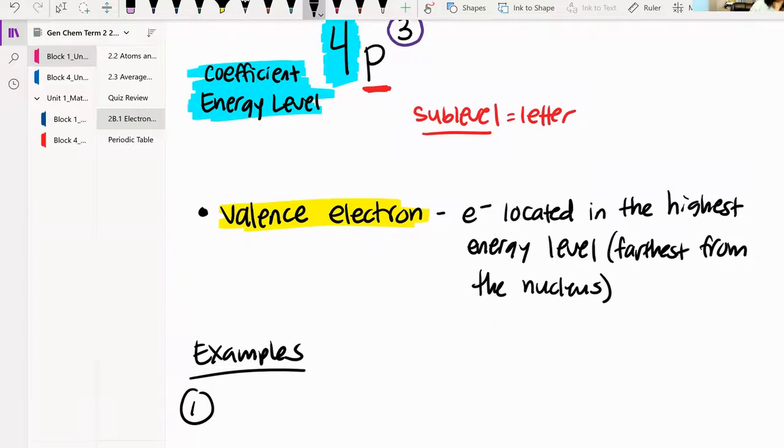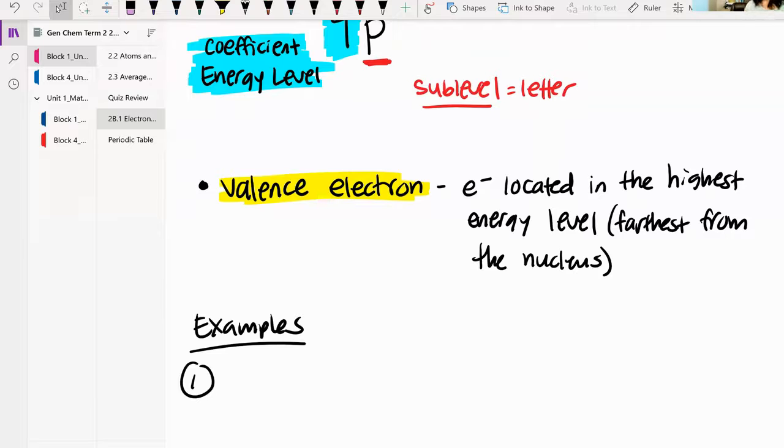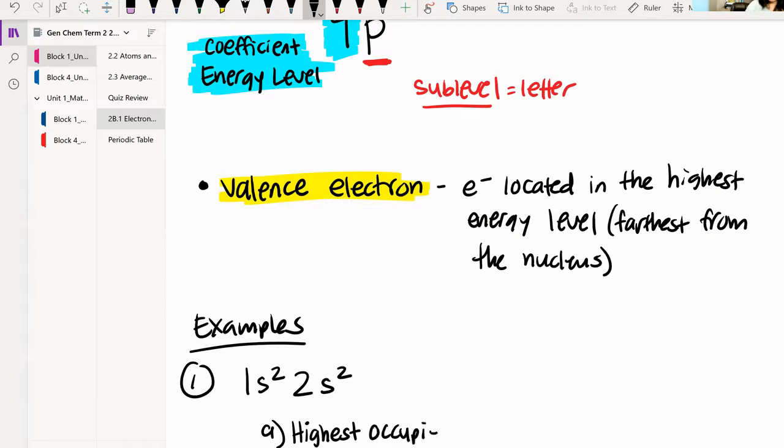Number 1. Let's say I give you this address, 1s2, 2s2. We're going to do a few things with this address. The first question we're going to answer, what is the highest occupied energy level?